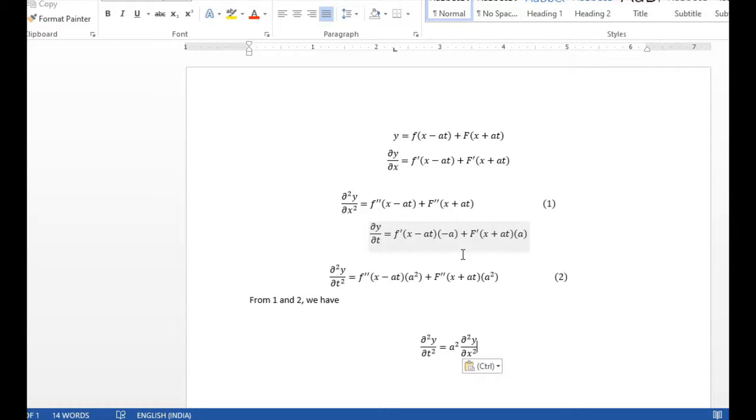Now again differentiate del y upon del t with respect to t. We get del 2y upon del t square, which is equal to f double prime of x minus at times a square plus capital F double prime of x plus at times a square. In equation 2, on the right hand side we can take a square outside, then the remaining term is the same as the right hand part of equation 1. So we can rewrite these two equations 1 and 2 as del 2y upon del t square is equal to a square del 2y upon del x square using 1. So this is the required partial differential equation.